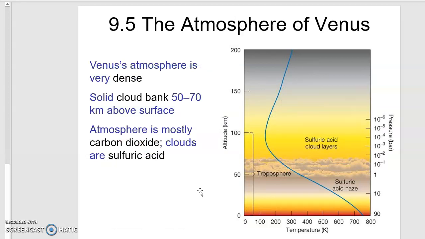Now, these are some of my favorite pictures, and that's why I wanted to show you these. Venus's atmosphere is a very, very dense atmosphere. It has a very solid cloud bank that's 50 to 70 kilometers above the surface. The low atmosphere has a lot of carbon dioxide in it because of the heat, and the clouds are made up of sulfuric acid. Doesn't that sound lovely? Now, here are some interesting numbers, and we just have to get familiar with the units. This is the air pressure in the atmosphere of Venus, and you'll see some big differences between this and on the Earth.